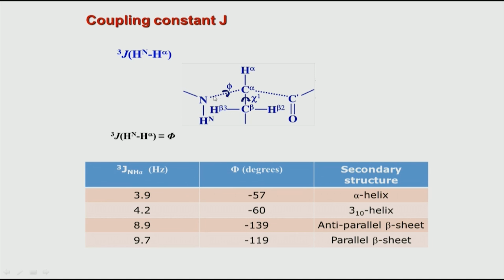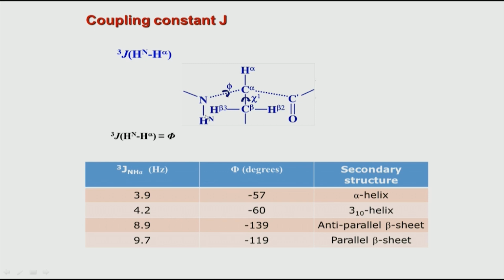So, this 3 bond coupling gives you information on this torsion angle phi, and based on the value of 3 bond J coupling, you can see that the phi lies in different regions. So, the J value can be measured, and there are different methods or ways to measure J values. One of the standard methods is you just look at the doublet of this amide peak.